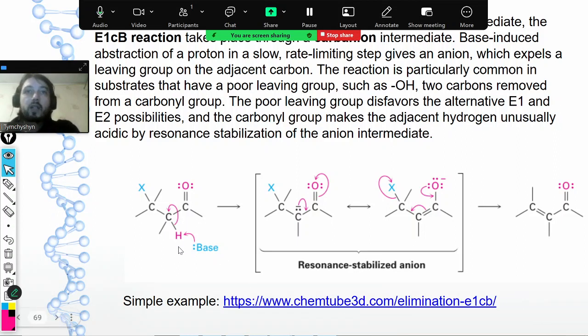So here we have base. First, base abstracts a proton. In previous reactions, we had either the proton abstracted and the leaving group leaving at the same time, or first the leaving group would leave. Now we have proton abstraction first. This leads to the fact we have some more electrons here, so we get some carbanion. In this case, that's a resonance stabilized anion, so here it is. And then a leaving group at some point leaves.